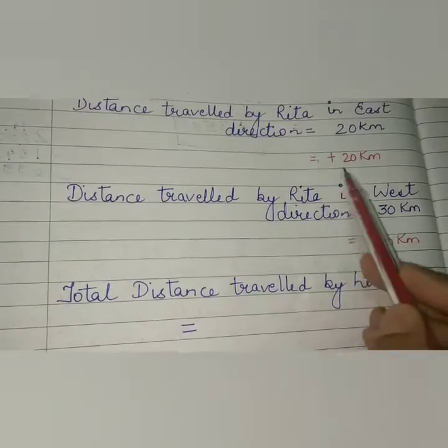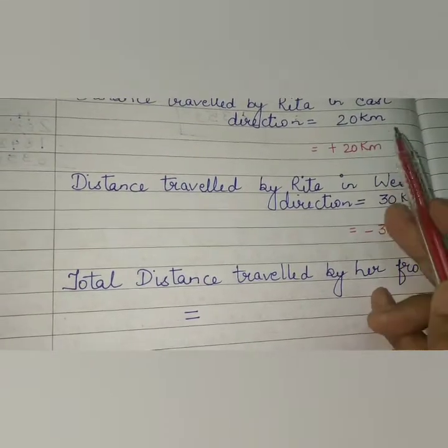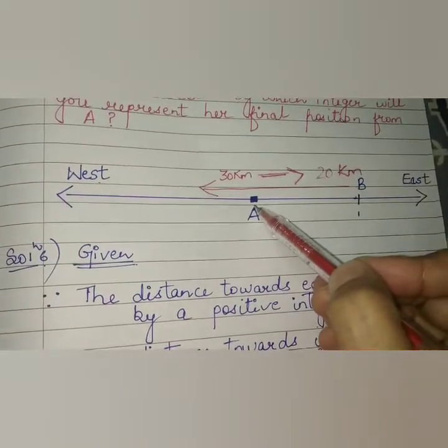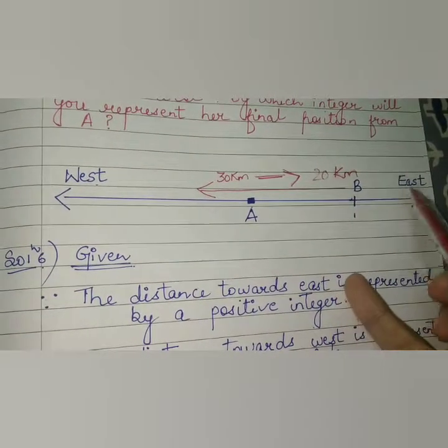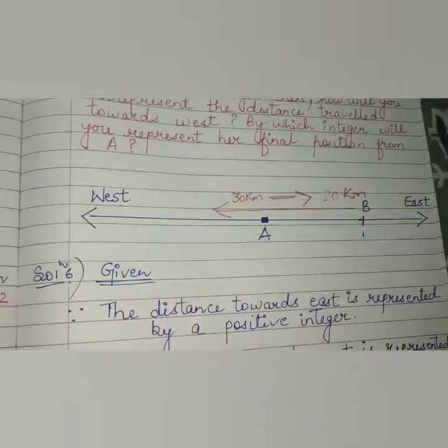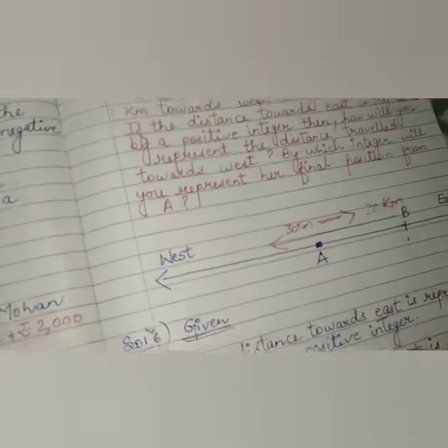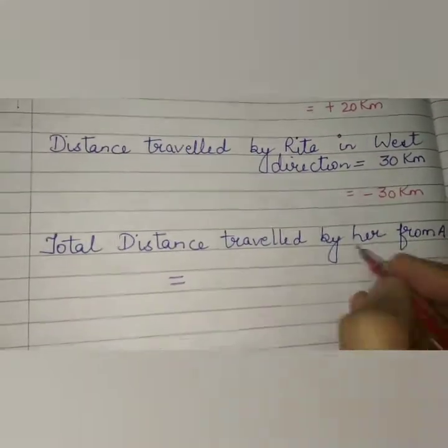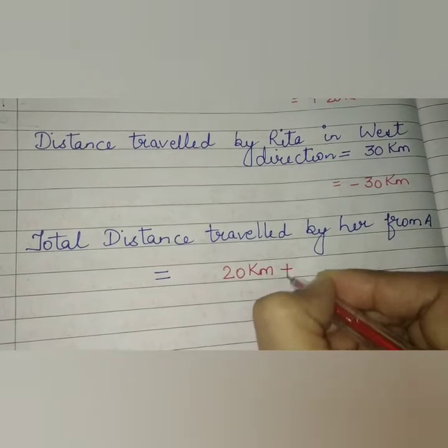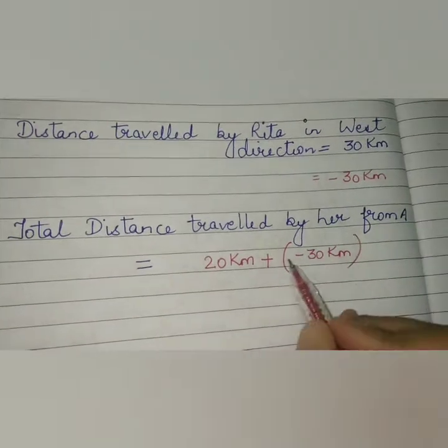Initially she moves 20 kilometer toward east, then she reaches point B. Let's see from here. Initially she starts from A, then she moves 20 kilometers toward east to point B. Then from point B, she moved 30 kilometers toward west. So we have to find the total distance. So we will write she starts from 20 kilometers plus minus 30 kilometers.